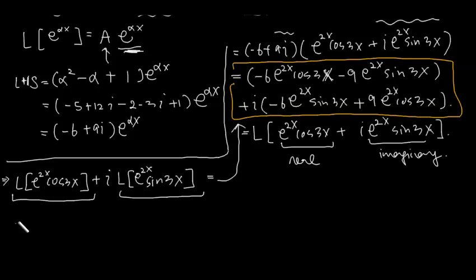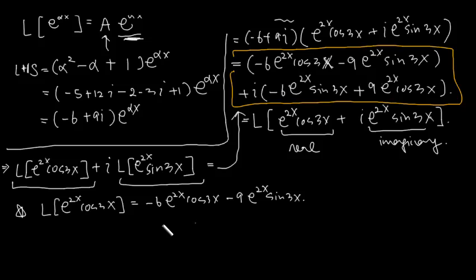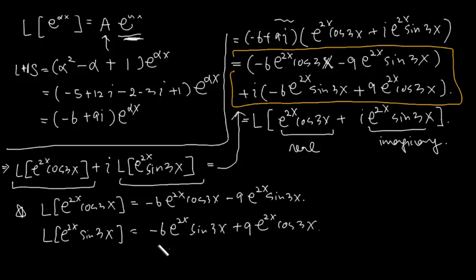Namely, we have the statement: L of e to the 2x cosine 3x is going to be the real part, negative 6 e to the 2x. Sorry about the interruption. So this real part matches the real part of this yellow box. And if you look at the imaginary part, L of e to the 2x sine 3x is going to match the imaginary part there, like that. So we have this result.